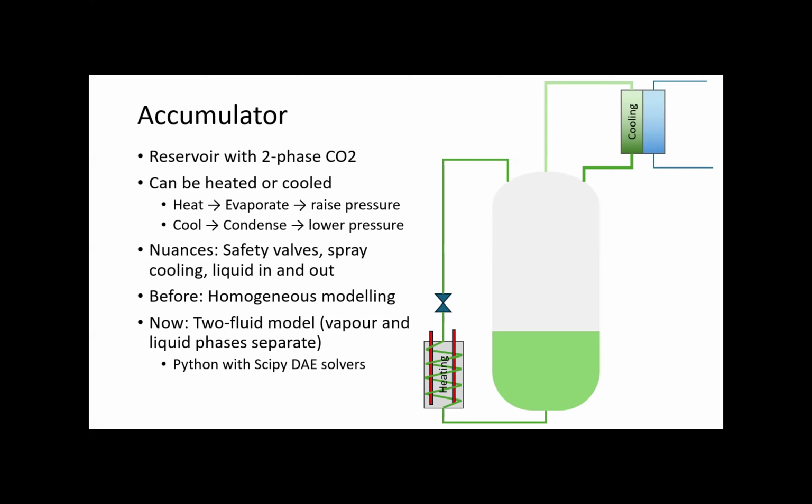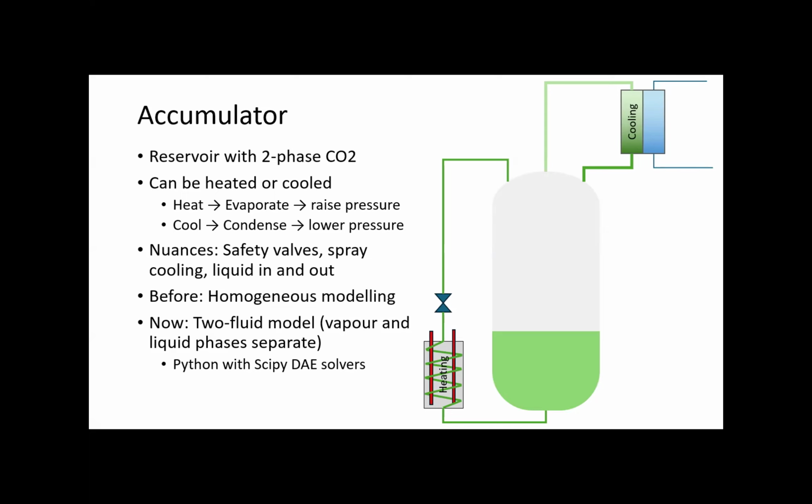And vice versa, if you cool it down, you can't see it because of this guy, but if you cool down the vapor, you condense the gas, and then therefore you lower the pressure. So we have to have good models of this because we rely on this to control the dynamics of the system. And before, we used to model it in a homogeneous manner, which means that the whole thing assumes a uniform property, a uniform density, only one enthalpy, only one internal energy, and so on.